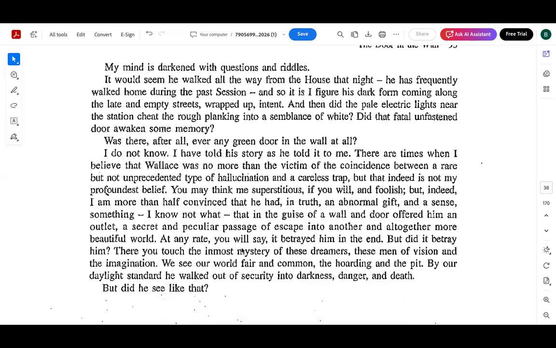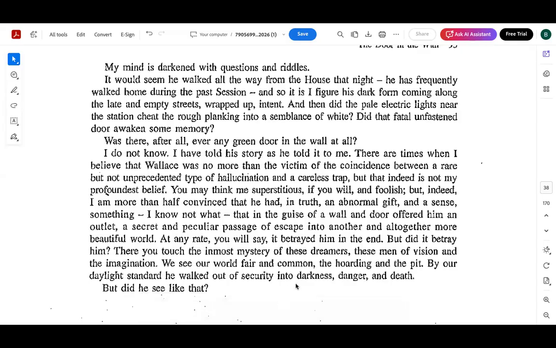At any rate, you will say, it betrayed him in the end, but did it betray him? There you touch the inmost mystery of these dreamers, these men of vision and imagination. We see our world fair and common, the hoarding and the pit. By our daylight standard, he walked out of the security to darkness, danger, and death.